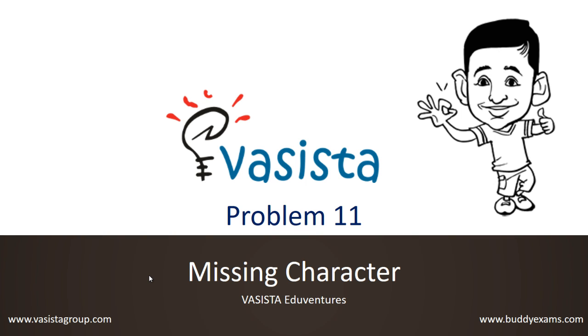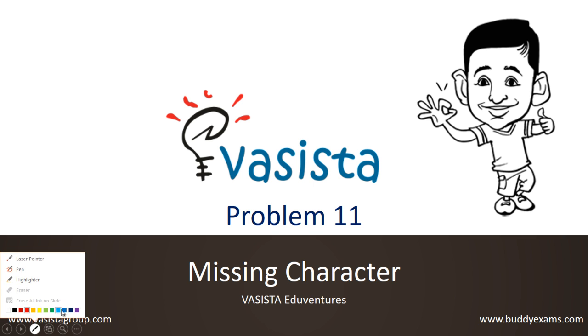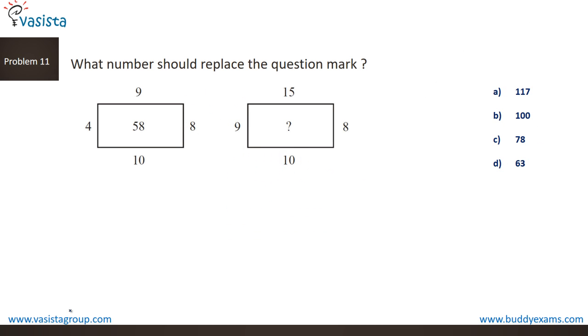See, problem number 11 is based on missing character. Let us solve this particular problem. What number should replace the question mark? 9, 4, 10, 8 they have given, and 58 is the middle term. Now find the relationship between these, and then we have to apply the same relation or pattern to this to get the answer.